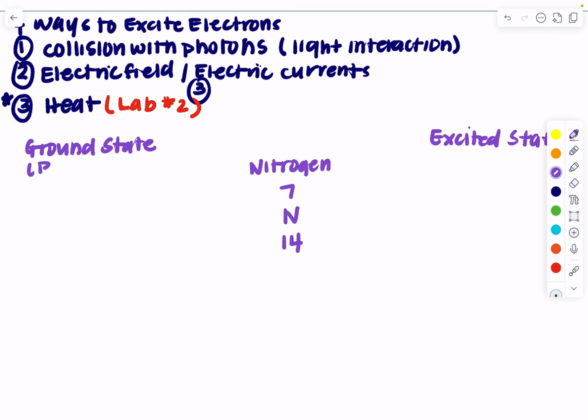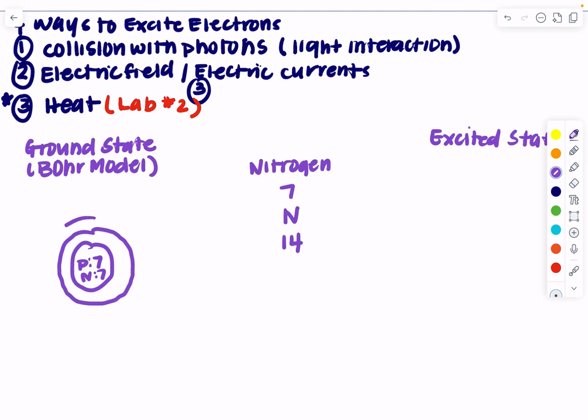The ground state is basically the Bohr models that we've been drawing up to this point. So we're going to put our protons and neutrons in the nucleus, and we're going to put our electrons in our respective energy levels. Nitrogen has 7 electrons, it's uncharged. If we put 2 on the first energy level and 5 on the second energy level, we have the ground state arrangement of electrons in nitrogen.